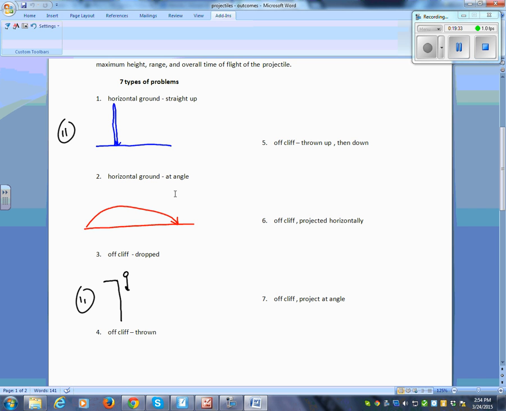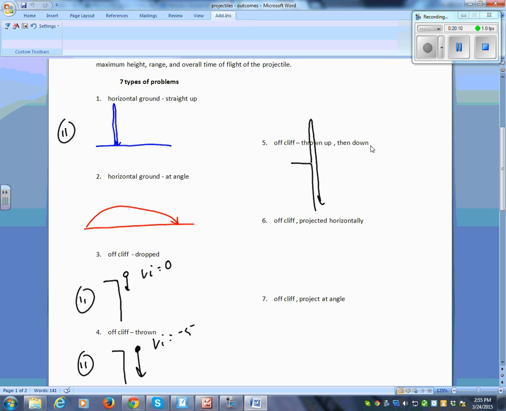Off a cliff, thrown: what's the initial velocity here? The initial velocity is some value, maybe -5. Did we do questions like that in grade 11? You might have. Again, one-dimensional: off a cliff, thrown up and then down. I don't mean you got sick. I mean the ball is thrown up at the edge and then comes straight back down. Again, one-dimensional, may have done in grade 11.